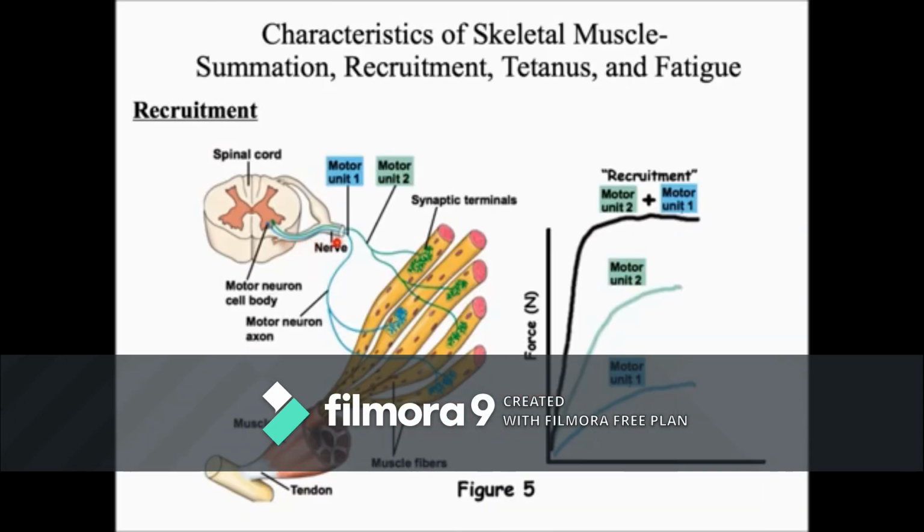Motor unit number 1 innervates 2 muscle fibers. Motor unit number 2 innervates 3 muscle fibers. When motor unit number 1 is stimulated, it results in a particular shape of a graph or a particular force of contraction. When motor unit number 2 is stimulated, it too produces a certain force on a graph. But when we stimulate both motor unit number 1 and motor unit number 2, we get a larger force of contraction.